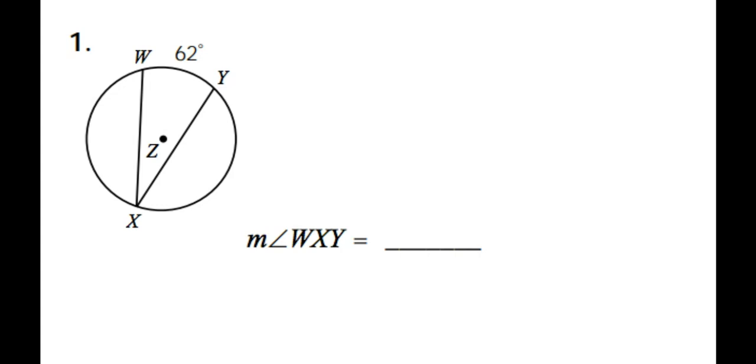Now let's go on to some practice examples. Number 1. Now, the most important thing to remember is the angle equals 1/2 the arc. Now, is 62 degrees referring to the angle or to the arc? Referring to the arc. So x equals 1/2 times 62 would be the equation. So x is equal to 31 degrees.